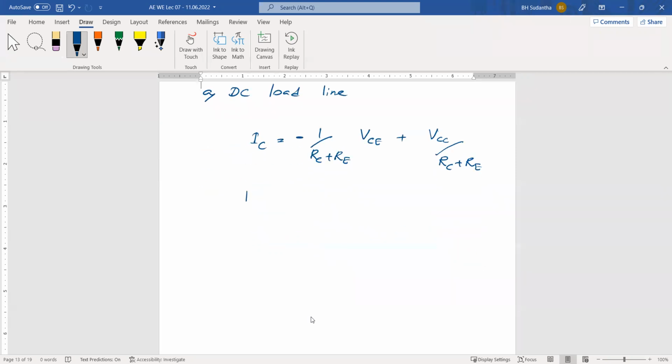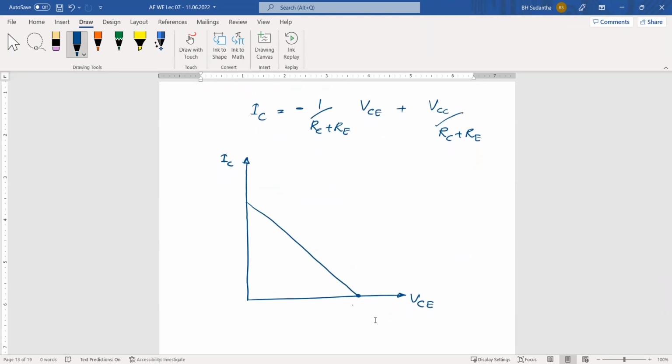Then this is the VCE axis, this is IC, and this will be the load line, but we don't know the values. But then when IC is 0, we receive this point. The maximum it can go up to is VCC. Then this is VCC. VCC means here this is plus 15 volts.